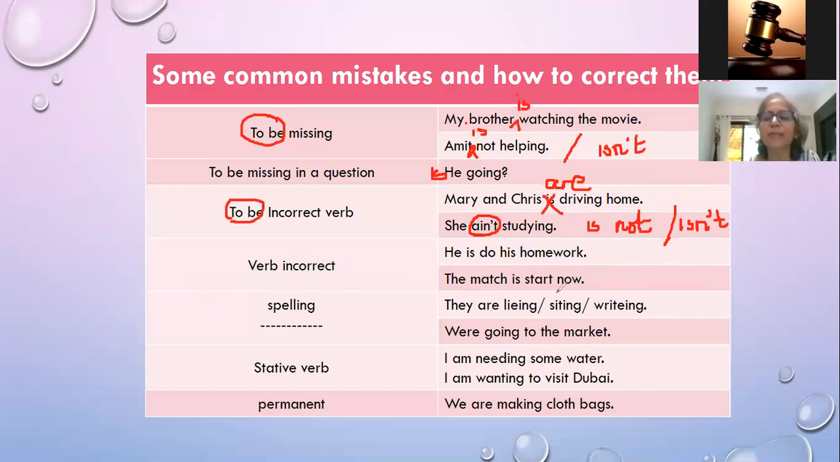Sometimes the verb itself is incorrect. In this sentence, "he is do his homework," which is incorrect. Do is the verb, but it should have been written as doing. ing has to be added to the verb to make it a present continuous tense. Or "the match is start now." Again, start should have been written as the match is starting now.